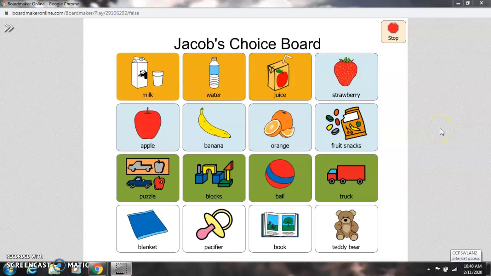Hello, my name is Robert Harrison, and this is my submission for EDSE 517, the Module 6 lab, in which we were to use the free trial version of BoardMaker and create a 16-panel talking communication board.